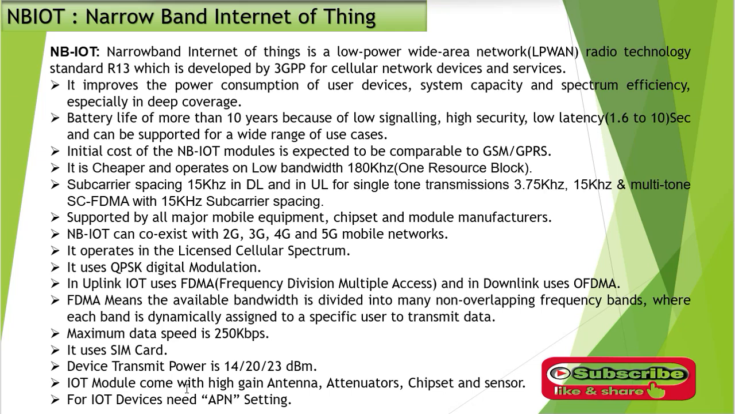IoT modules come with a high gain antenna, attenuators, chipset and sensors. For configuring the device, the IoT device needs an APN setting, which is done by some commands. If any drive test engineer goes for a drive test, he needs drive test software and an IoT dongle, which has an antenna, a SIM card slot and a dongle.